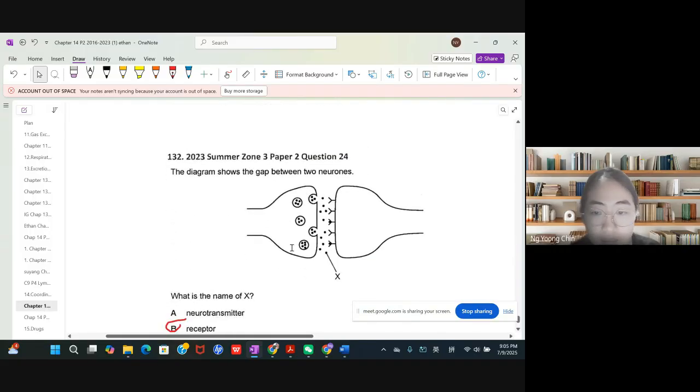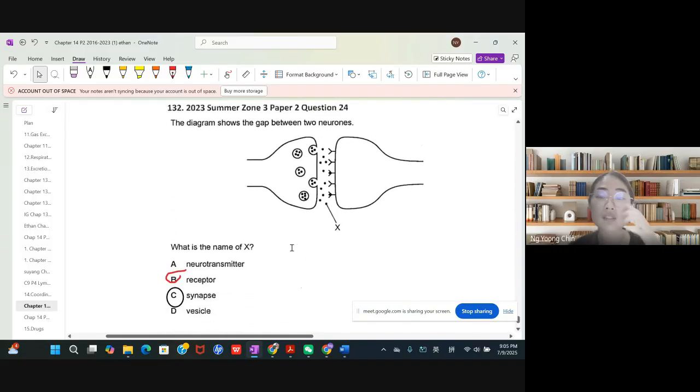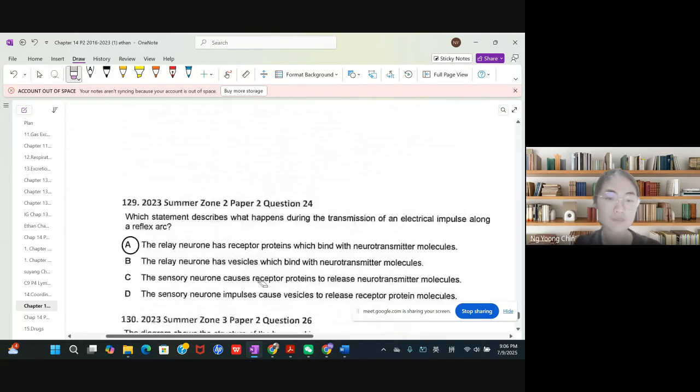For this one, sorry, I think I circled wrong. What is X? X is a neurotransmitter. This side refers to the synaptic vesicle, and this one refers to the neurotransmitter. Then how about this Y-like shape? This Y-like shape refers to the receptor. So the X is the neurotransmitter, and the answer is boy. Okay, the end.